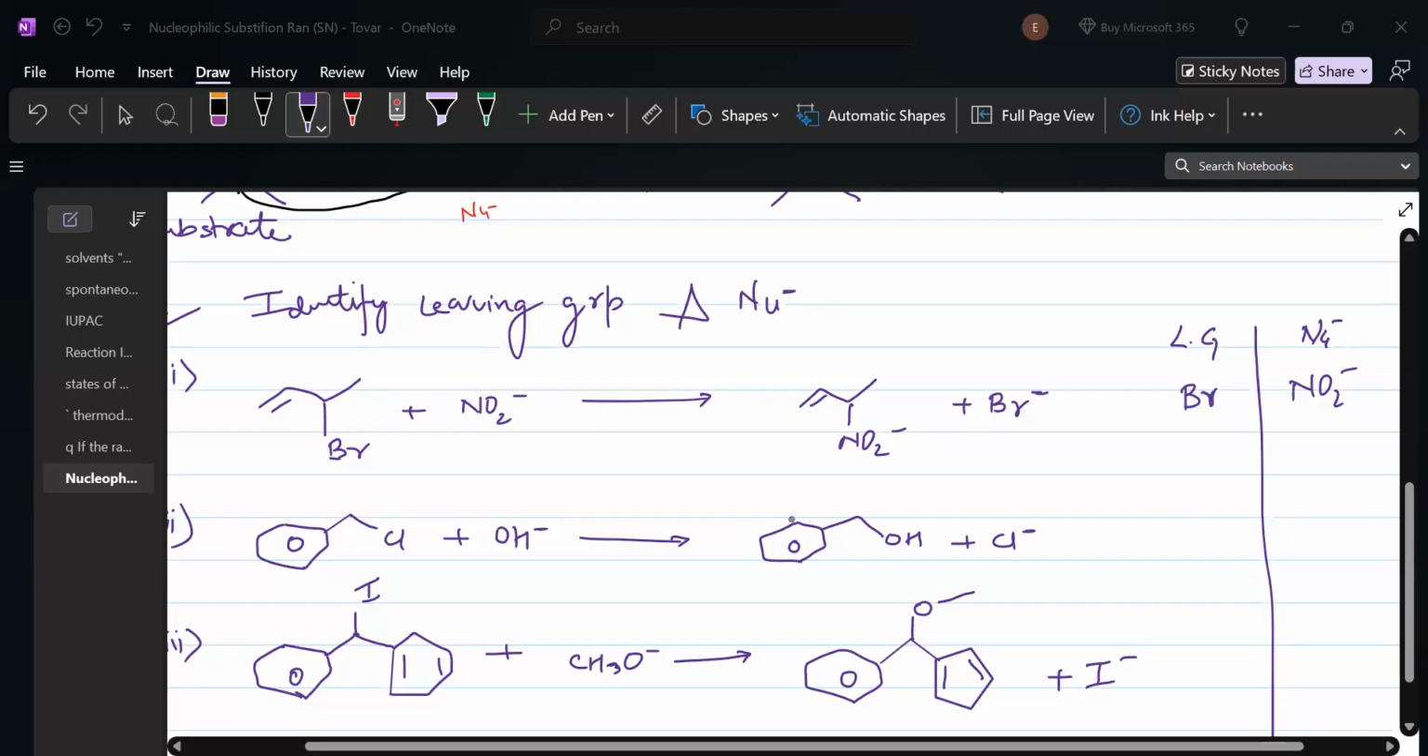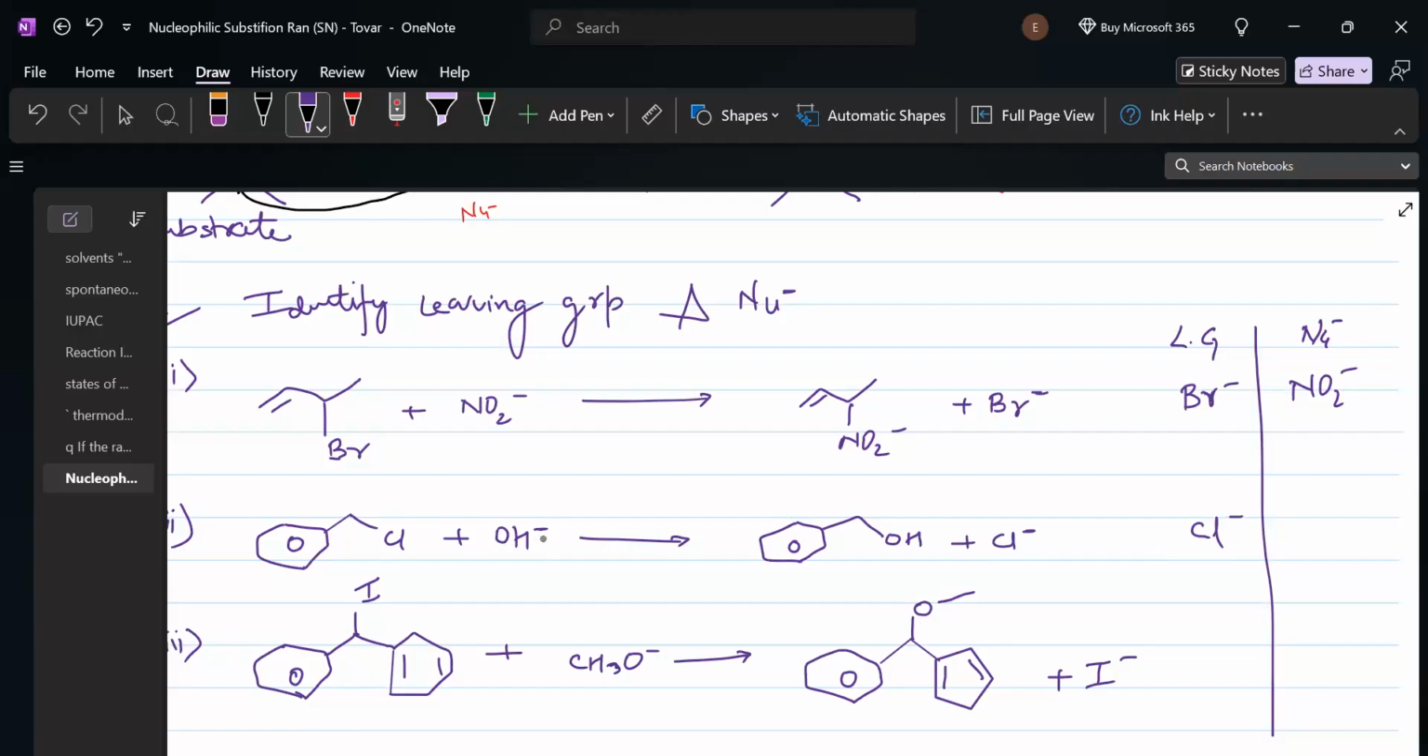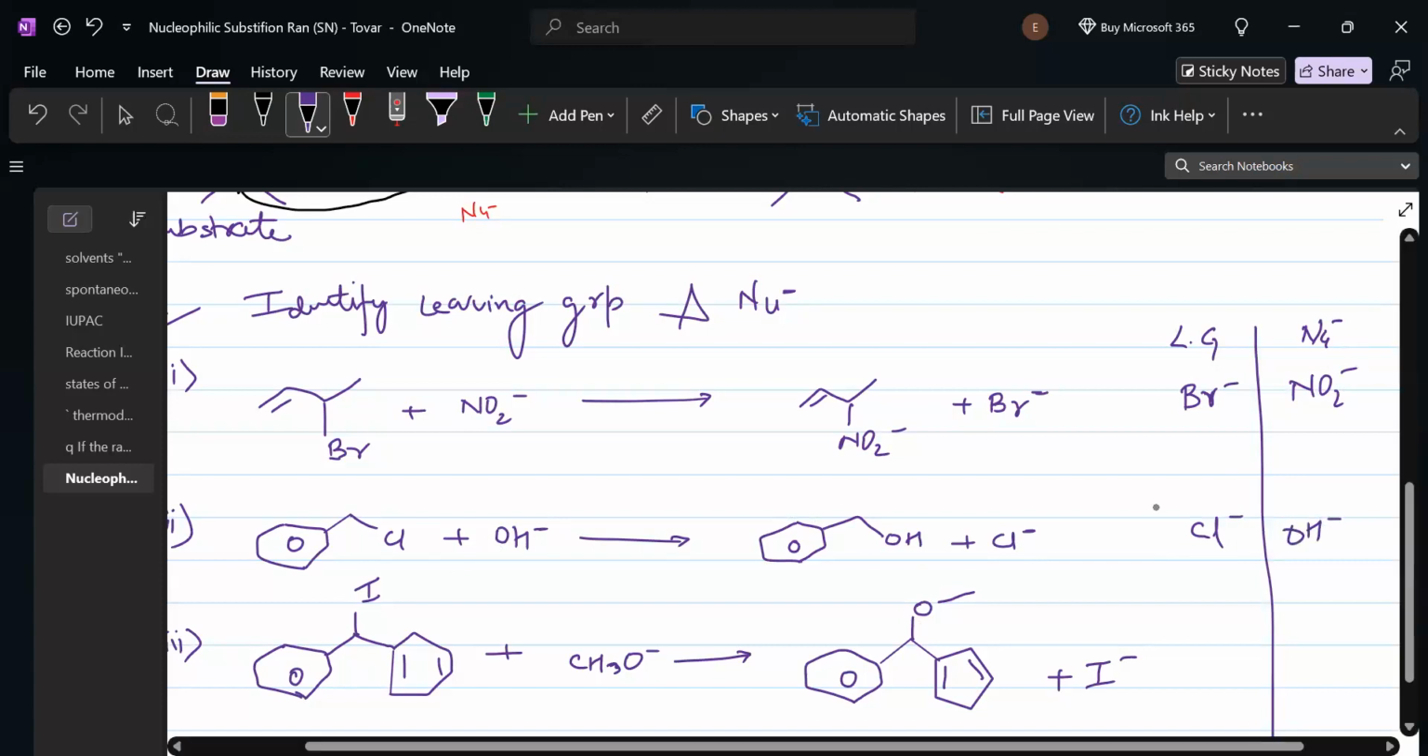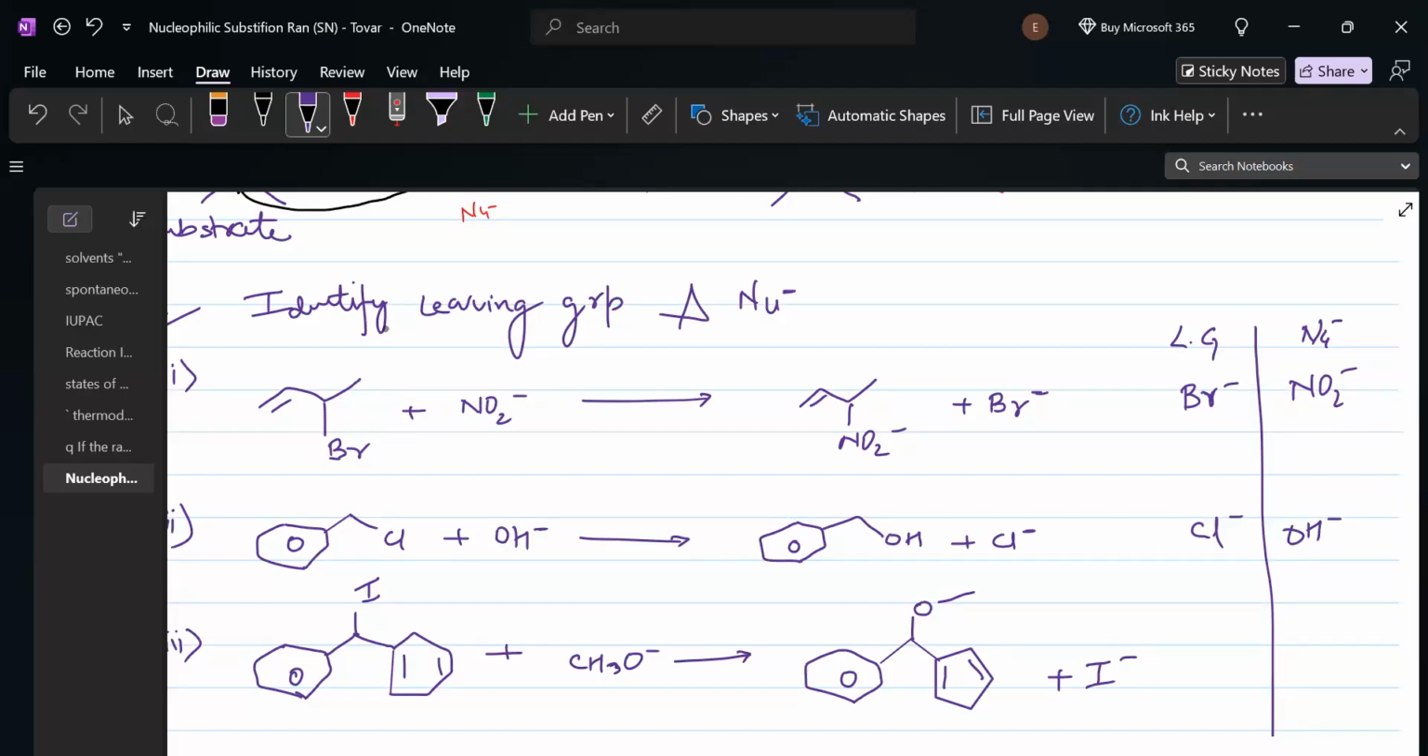So in the next question we can see chlorine has been removed and it has become chloride ion. So chloride ion is the leaving group. And what has been attached? OH minus has been attached, and since OH minus is a nucleophile here, we'll denote it as OH minus as nucleophile. Okay. Now next, what is happening?